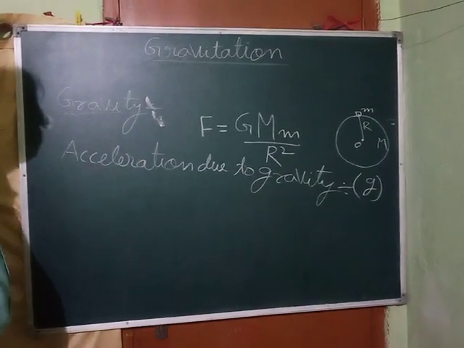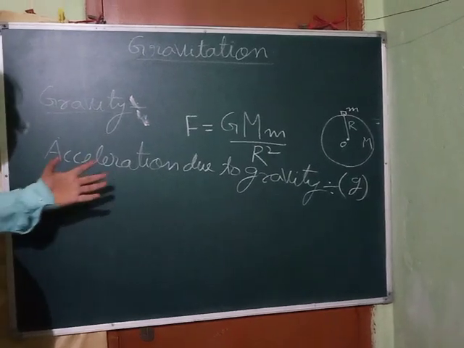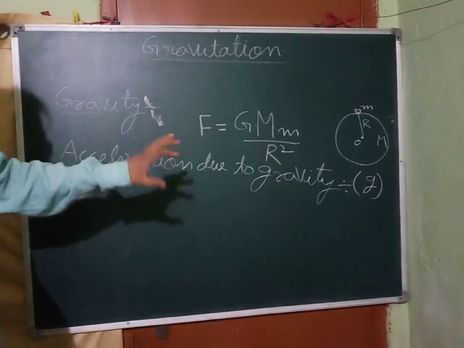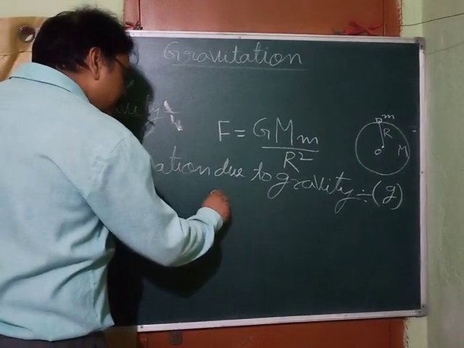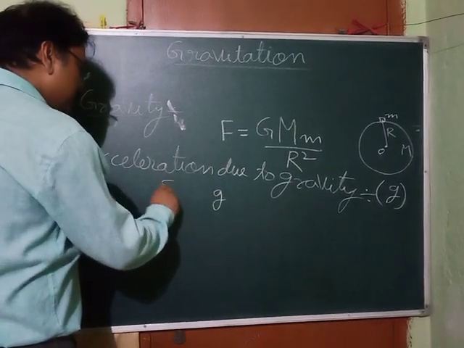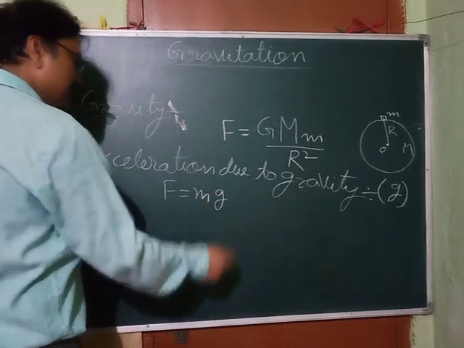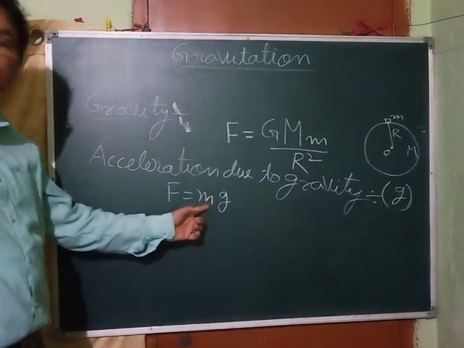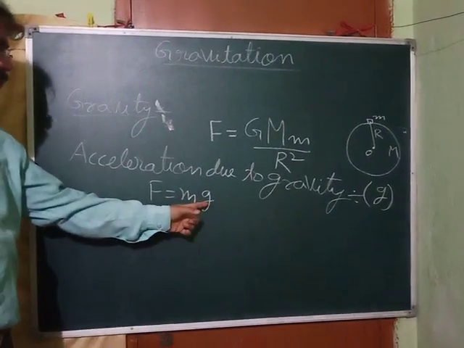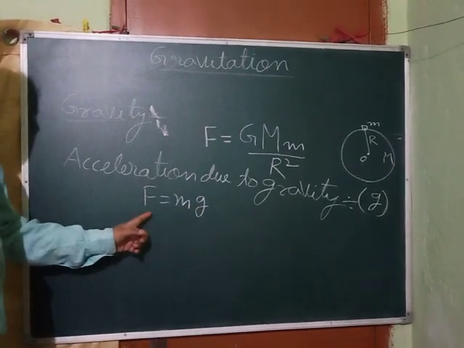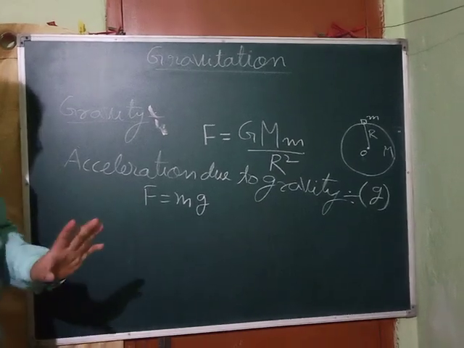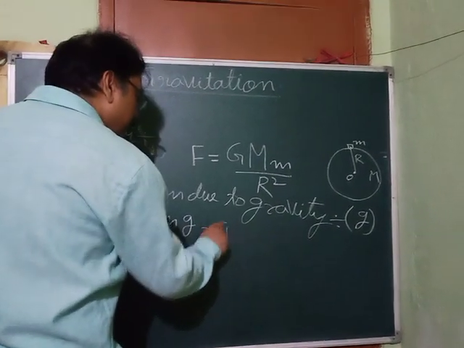See here, acceleration due to gravity is g. How to find this? We know that when there is acceleration, then force is equal to mass into acceleration. That we know very well. The mass of the body is m, and it is dropped. So its acceleration is g. So what is the force of gravity? It is F equals mg. Clear? So we can mark it equation number 1.